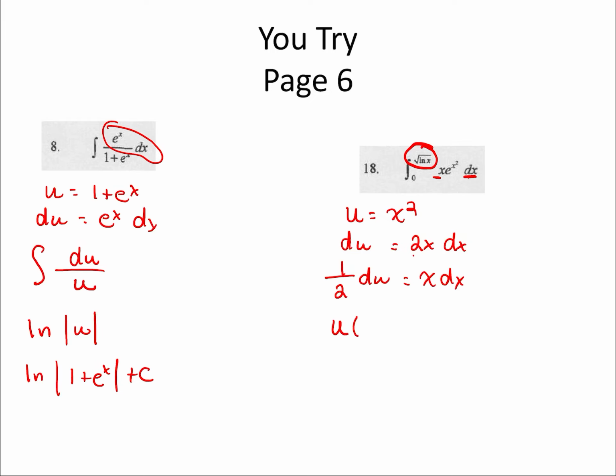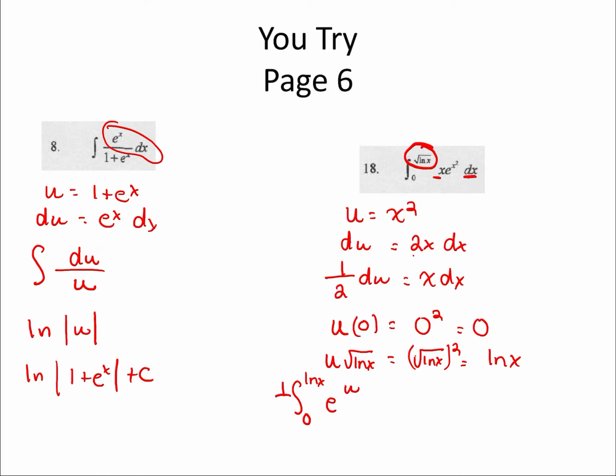Now I have to replace my limits because now I'm in u. So u of 0 is simply 0 squared, still 0. u of the square root of the natural log of x is the square root of the natural log of x, quantity squared, which I think is just simply natural log of x, right? So now we integrate in u from 0 to the natural log of x.